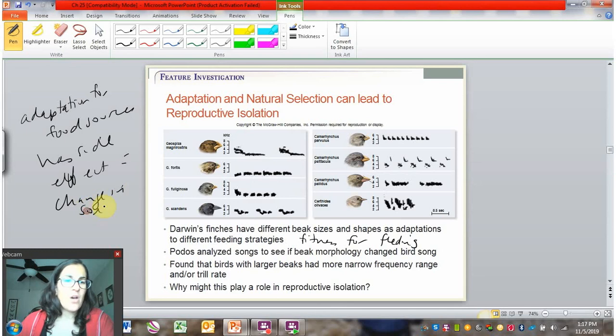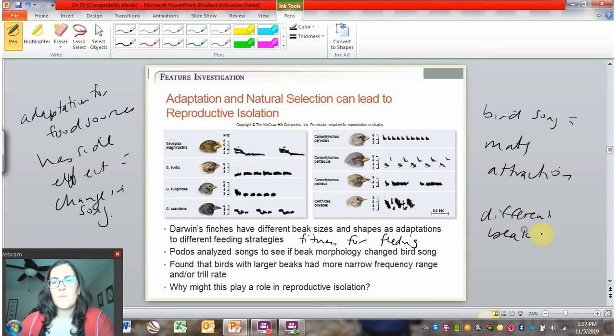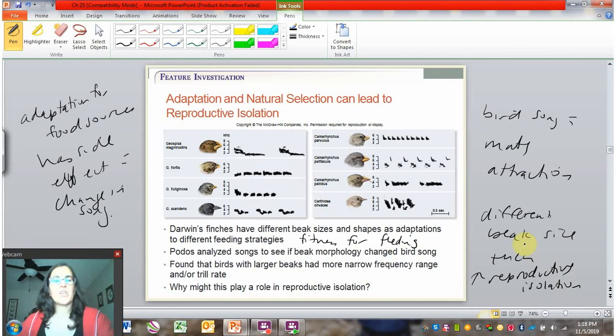Because birds use song as part of their mating behavior. So this is part of mate attraction. This changed who they would mate with. So different beak sizes contribute to reproductive isolation. So again, it's showing how reproductive isolation is caused by evolution and then is maintained over time because of mating behaviors, for example, in this case.